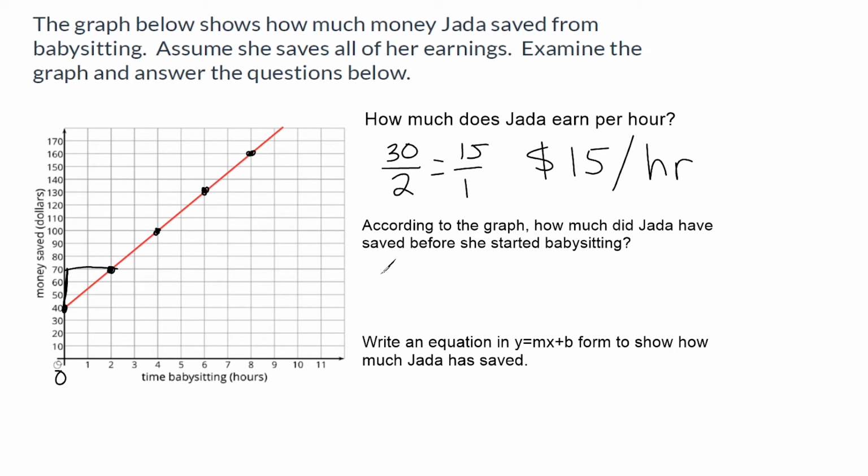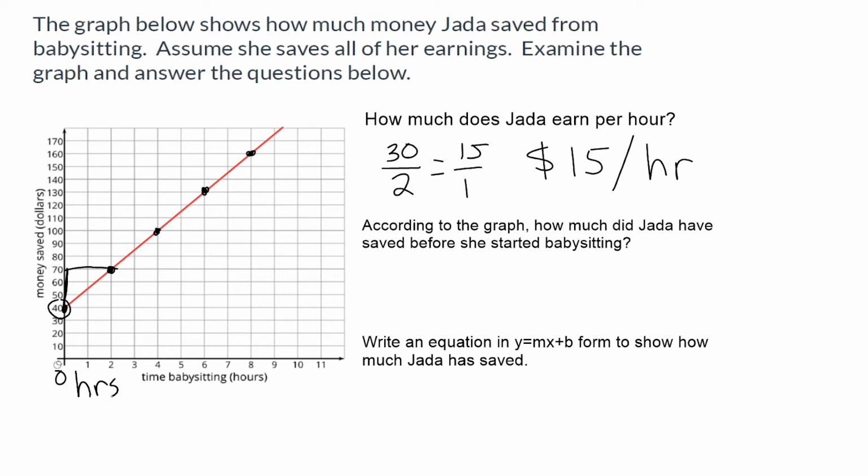The second question is asking us to determine how much did Jada have saved before she started babysitting. Now, we can see that she is earning $15 per hour according to the first question that we just solved. Now, if we take a look though at the beginning of this line, we can see that she starts off with $40 before she even works any hours babysitting. So we can see the X value at 40 is 0 hours.